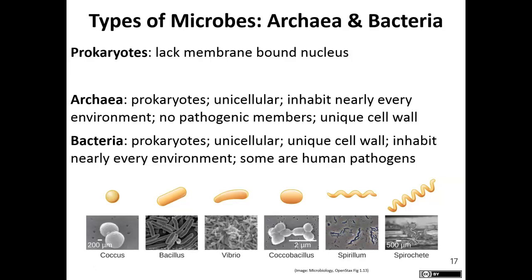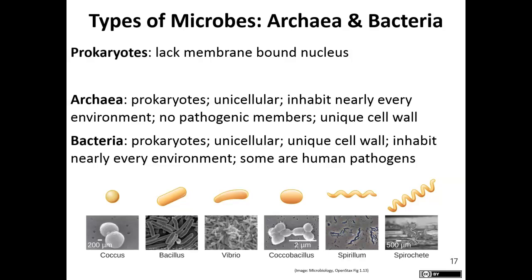Prokaryotes, then, including bacteria and archaea, are organisms that lack a membrane-bound nucleus. So these organisms are prokaryotic, pre-nucleus. Archaea are prokaryotes that are unicellular, and they can be found in almost every single environment. If you look at bacteria, bacteria are prokaryotes that are unicellular and also inhabit nearly every single environment. The difference between the two is in the cell wall surface.